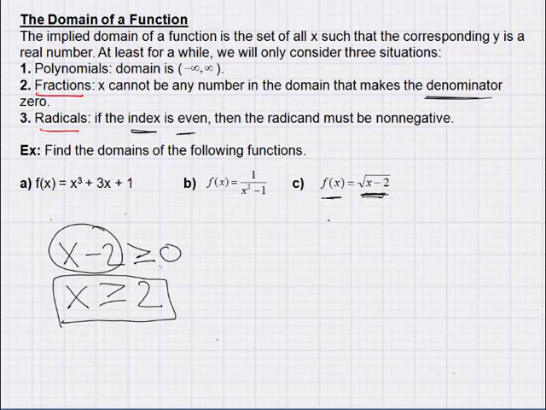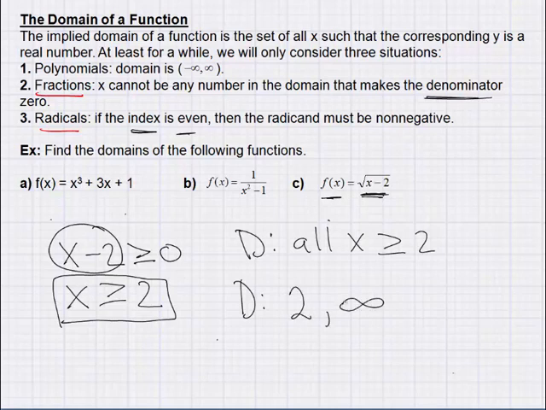So I could say the domain is all x greater than or equal to 2, or I could write it in interval notation and say the domain is all the values greater than or equal to 2. In interval notation, that means 2 to infinity. Now, since it's "or equal to 2," I want to include 2, so a bracket, but always parentheses around the infinity. This will be the interval notation for my domain.